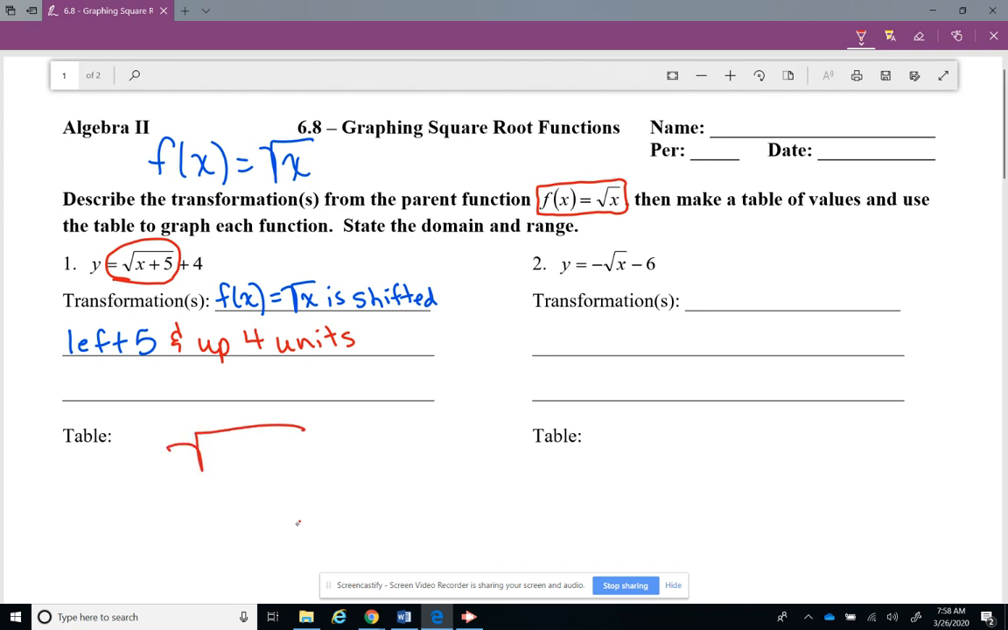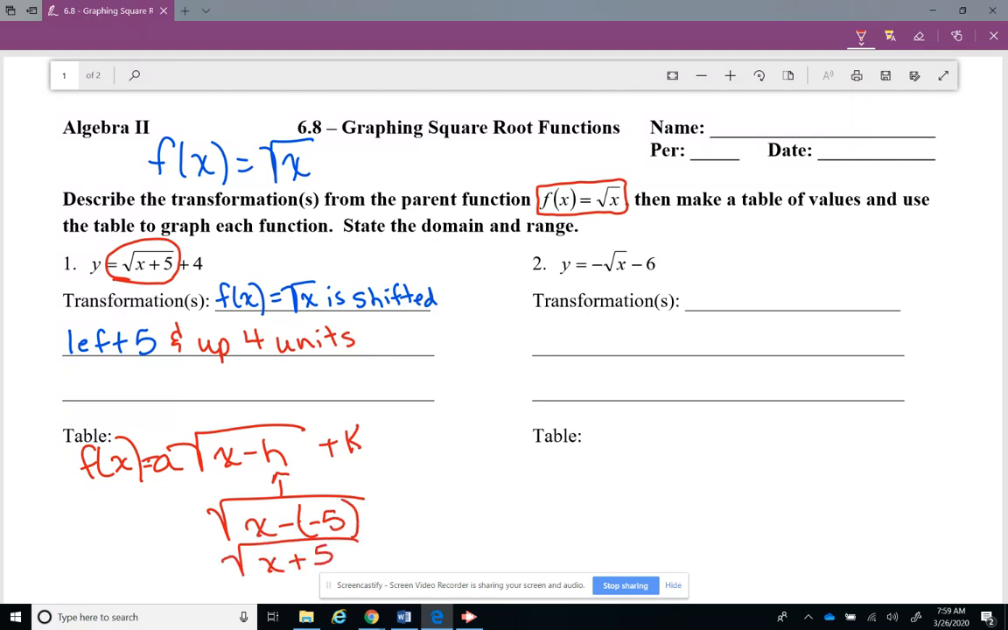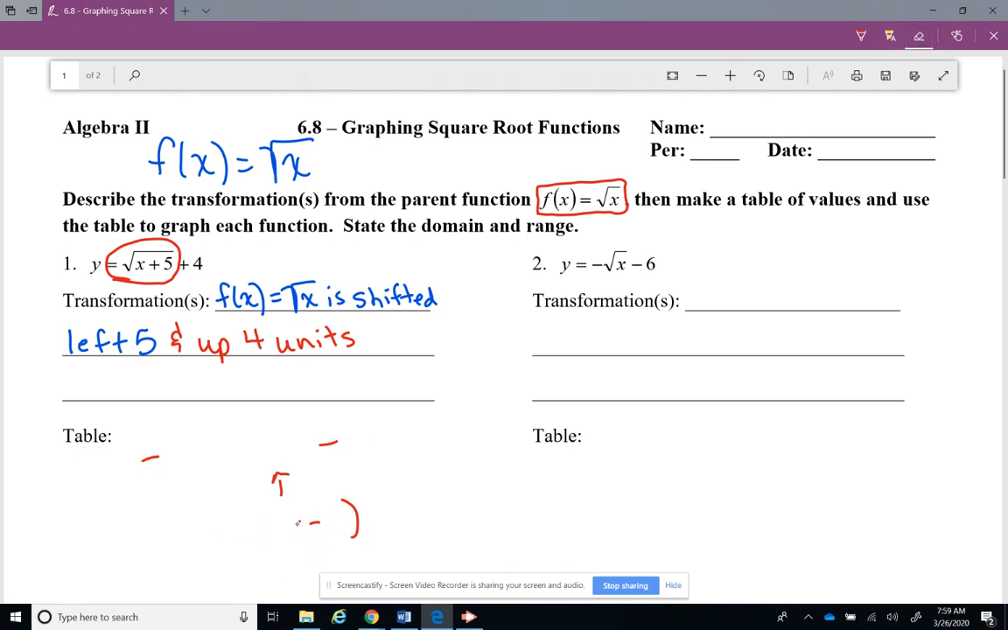So if you had your form x minus h plus k, and you inserted in here the left 5, that's a minus 5, x minus a minus 5, that makes it x plus 5. That's why it's the opposite of what you think. Okay? All right, next thing we're going to do is we're going to do a table so we can graph.